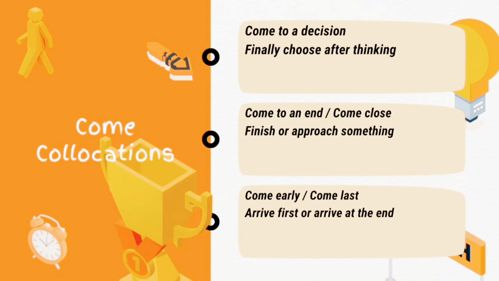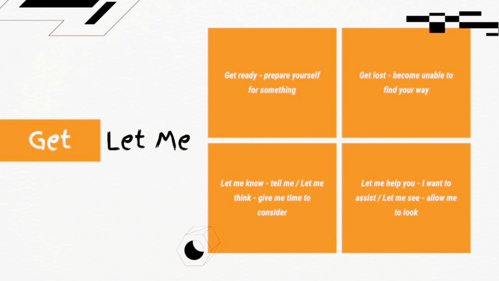We have the come collocations here. Come to a decision means finally choose after thinking, or come to an end, or come close means finish or approach something. Come early, come last. Basically, that means arrive first or arrive at the end. Change or result, result or final state.